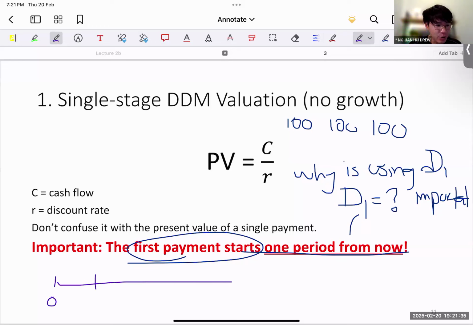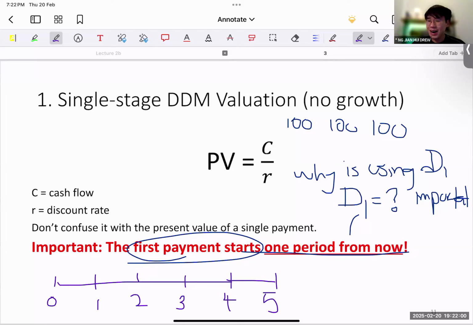Okay, let's draw a timeline. Whenever we solve this kind of question, this kind of cash flow question, I always like to do a timeline because it gives you more visualization. Okay, let's see. This in case it's one time discount one period more if it's D0.